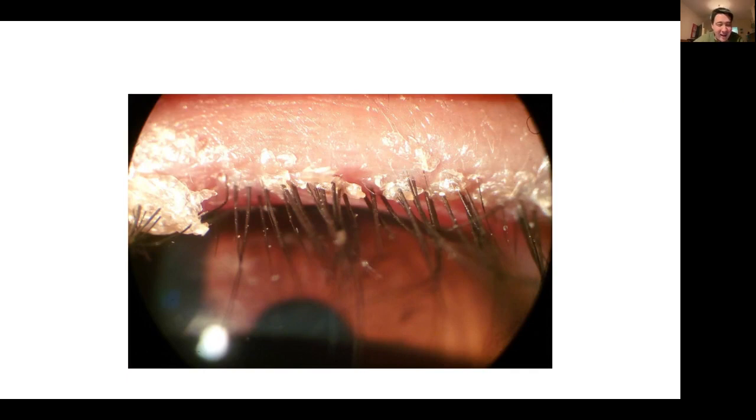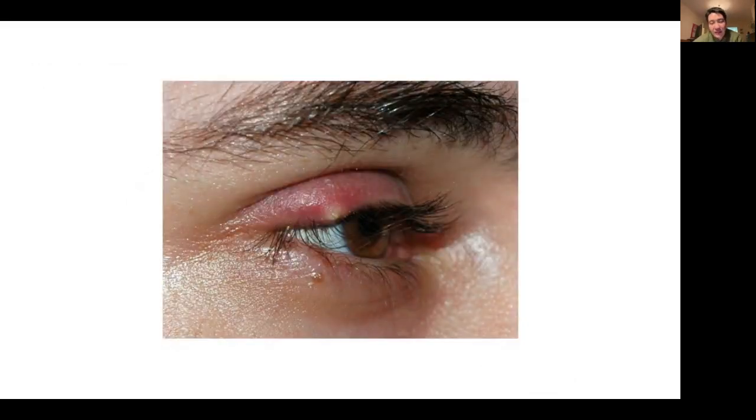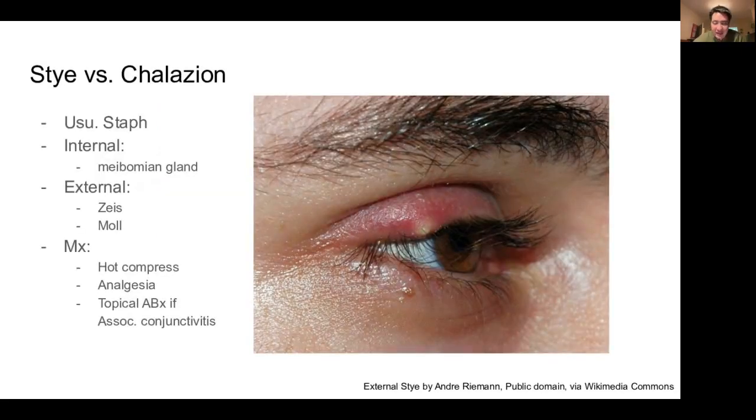Okie dokie. In the interest of time, I will give the answer this time. So this is blepharitis, specifically anterior blepharitis. Does anyone want to give it a go as to what might be going on in this patient's eye? Chalazion. Good, close. So it could be either a sty or a chalazion. This one is an external sty.